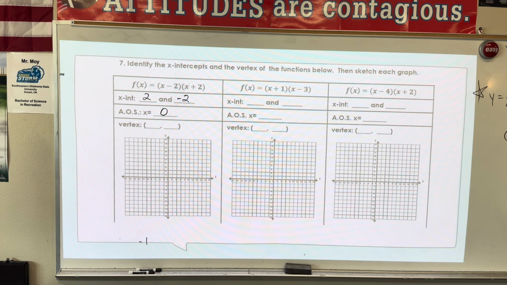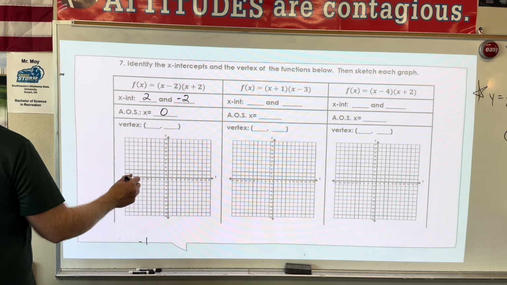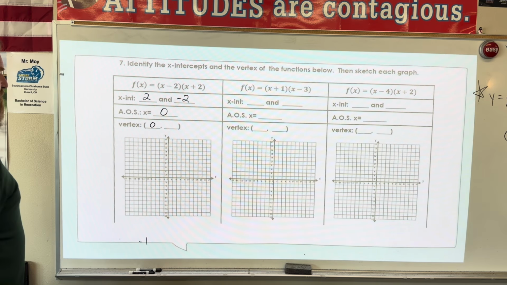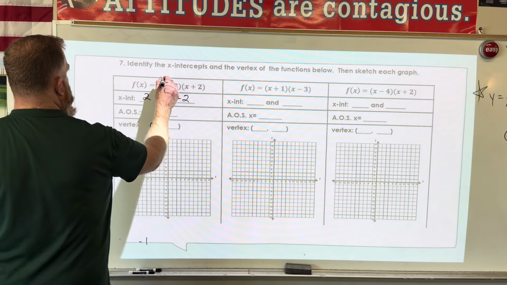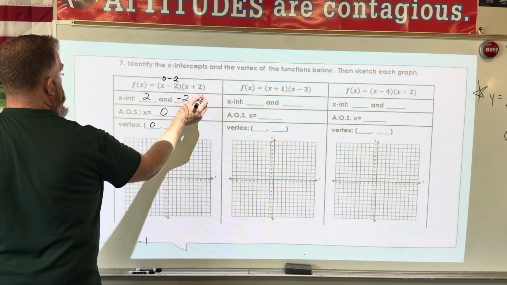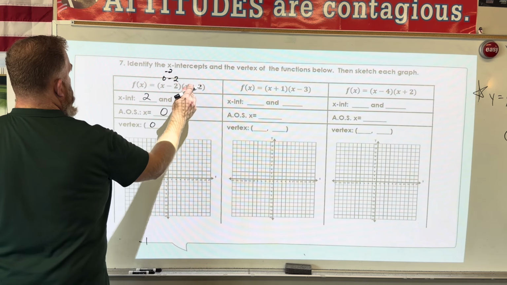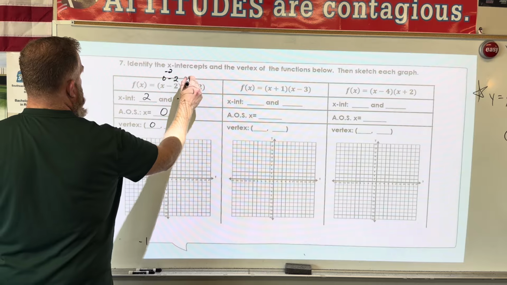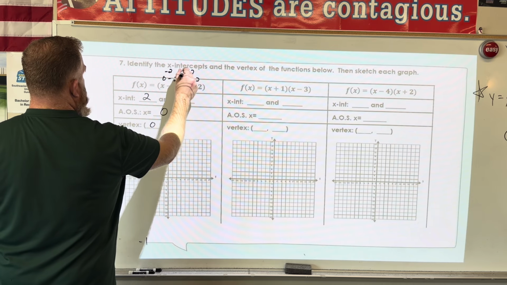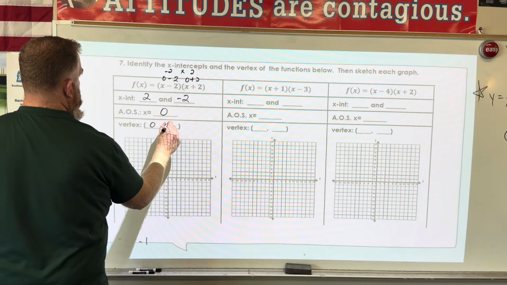Okay, so if we know what x is, what is y? So what is 0 minus 2? Negative 2. What is 0 plus 2? What is 2 times negative 2? Negative 4.